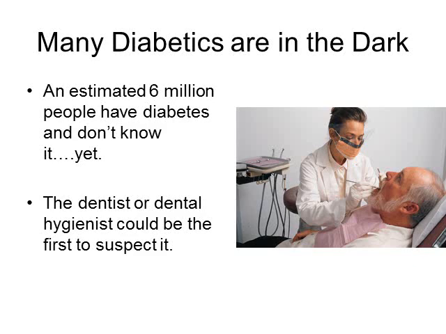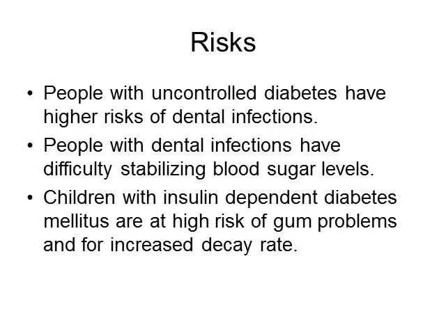Did you know that an estimated 6 million people have diabetes and they don't even know it yet? The dentist or the dental hygienist could be the very first person to suspect it. People with uncontrolled diabetes have higher risk of dental infections, and people with dental infections have difficulty stabilizing their blood sugar levels. Children with insulin-dependent diabetes mellitus are at high risk of gum problems and for increased decay rate.